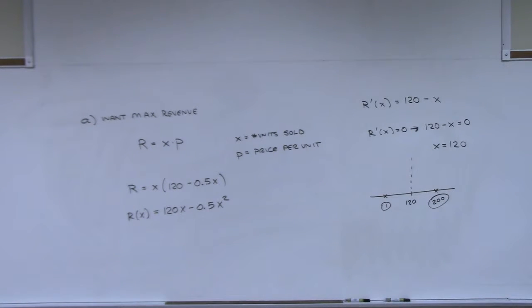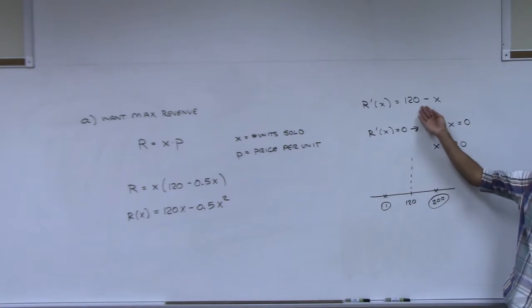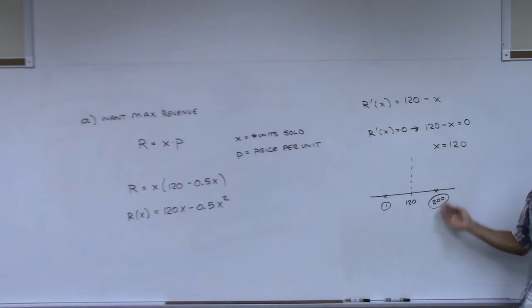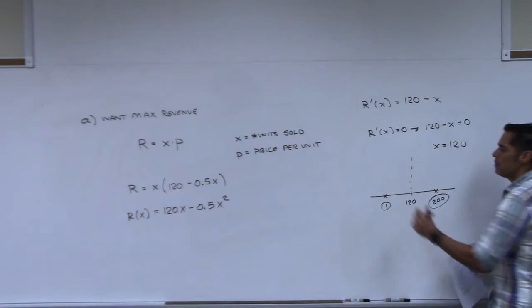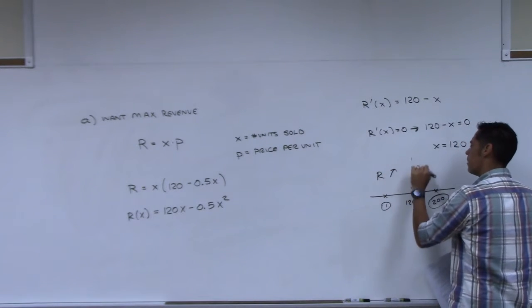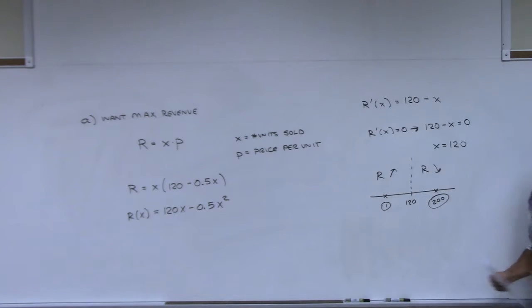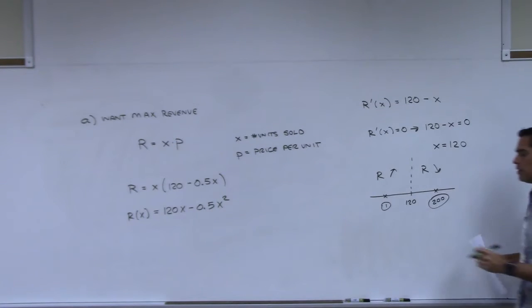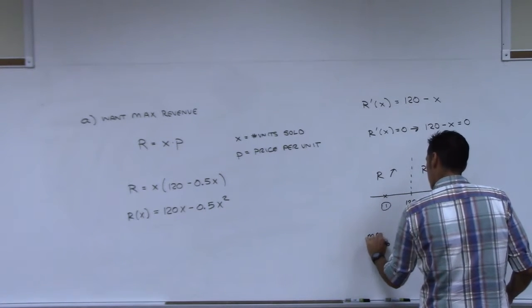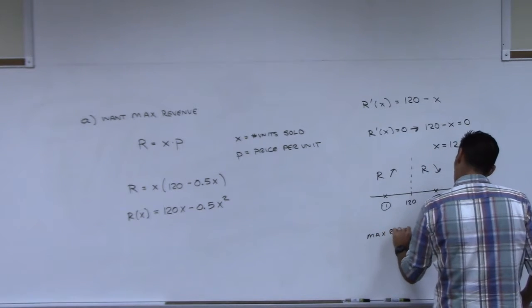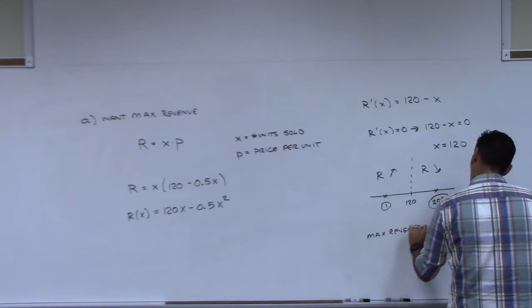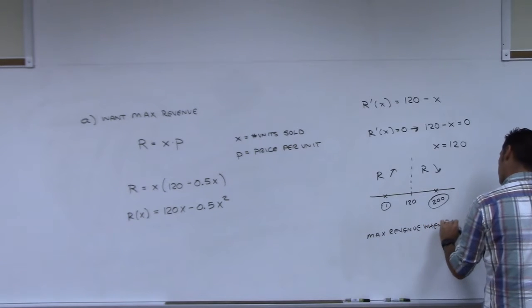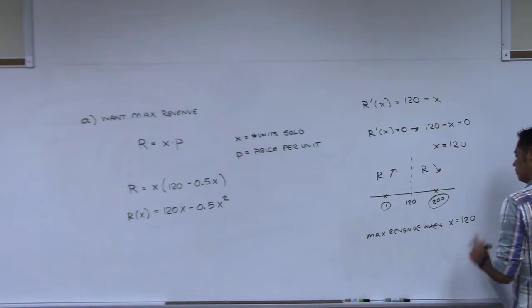Where am I plugging these in? To the derivative, and there's my derivative. So if I plug in 1, I'm going to get a positive number. If I plug in 200, I'm going to get a negative number. That means my revenue function is going up, and then my revenue function is going down. Feel good? Okay, so we get a maximum revenue when x is 120.